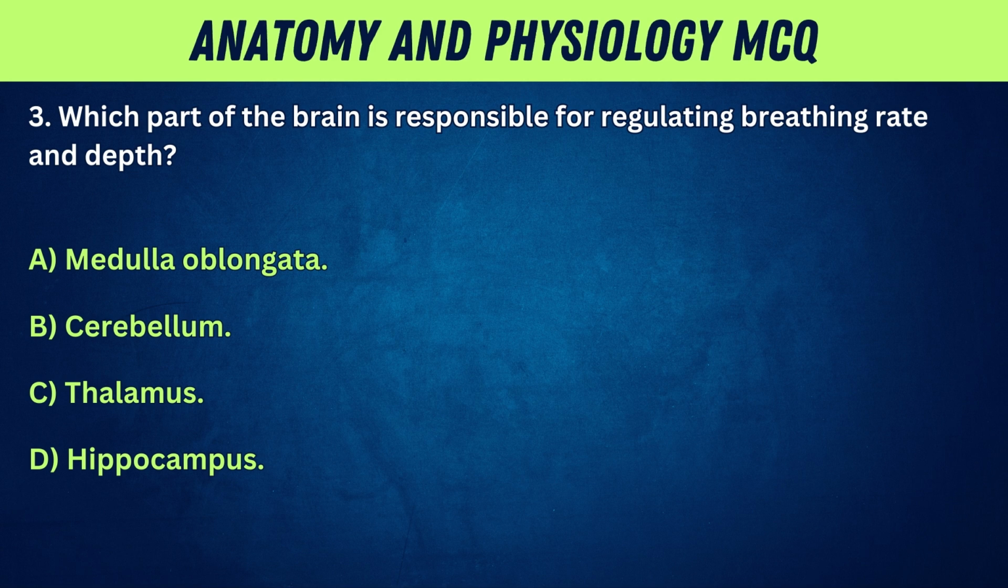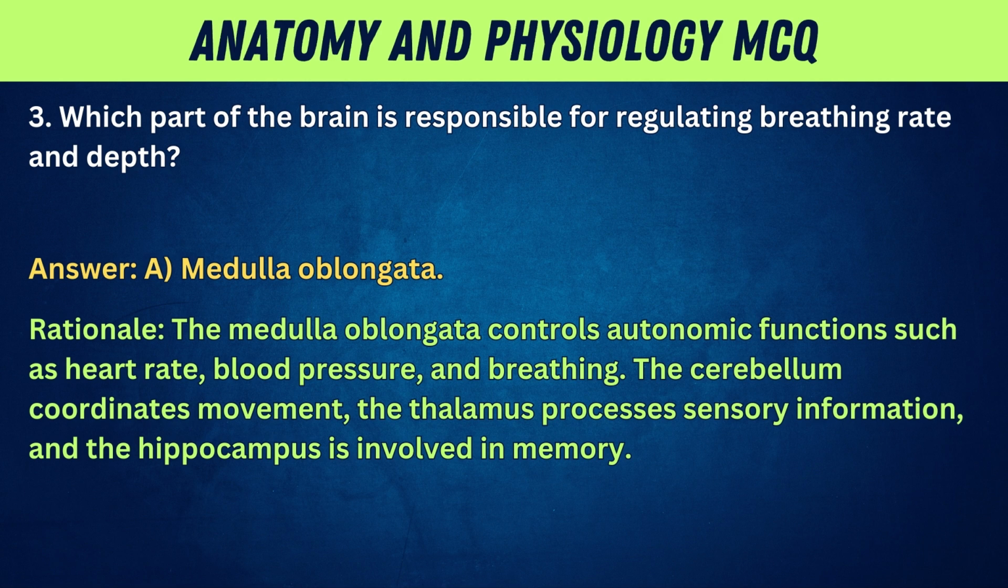3. Which part of the brain is responsible for regulating breathing rate and depth? A. Medulla oblongata. B. Cerebellum. C. Thalamus. D. Hippocampus. Answer: A. Medulla oblongata. Rationale: the medulla oblongata controls autonomic functions such as heart rate, blood pressure, and breathing. The cerebellum coordinates movement, the thalamus processes sensory information, and the hippocampus is involved in memory.